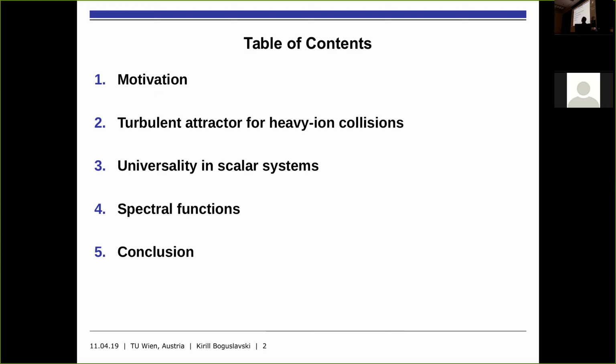Then I will go to scalar systems, where I will also discuss a little bit what has been discussed in depth by Thomas Gasenzer, I think in the first week, but I will discuss it from a different perspective, and I will discuss spectral functions and their applications.